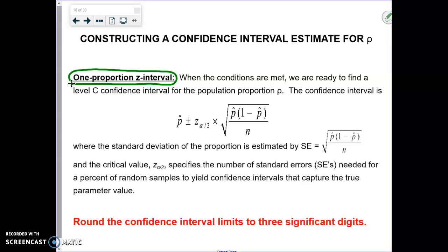When we did means, it was called a one sample t-interval, there you go. Well, when the conditions are met like they were previously, we were ready to find that level C confidence interval for the population proportion rho. So how do we do that? Well, it's this formula right here.